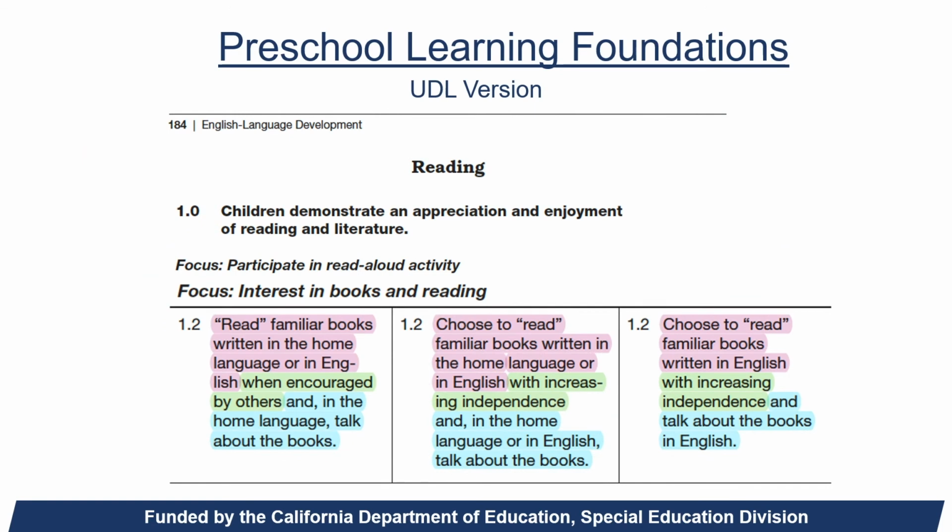For example, this is a Reading Preschool Learning Foundation. The UDL version is color-coded, so read familiar books written in the home language or English is highlighted in purple to show that this is an opportunity to provide multiple means of representation. When encouraged by others is highlighted in green to show that this is an opportunity to provide multiple means of engagement. And lastly, in the home language, talk about the books is highlighted in blue to signal multiple means of action and expression.